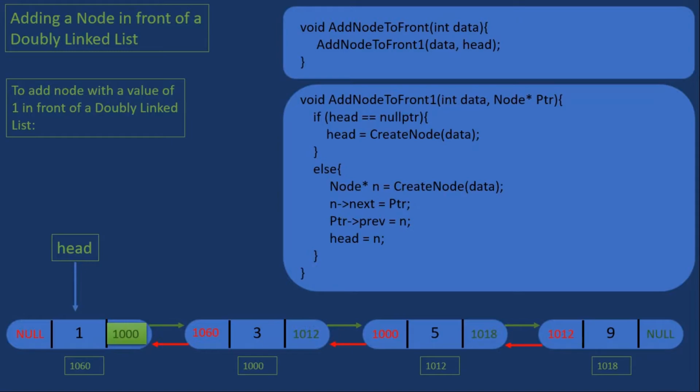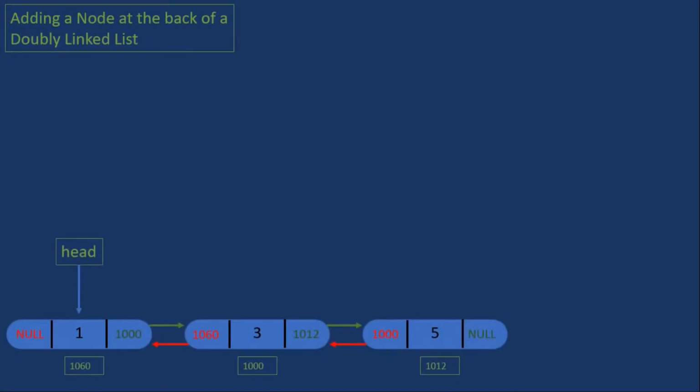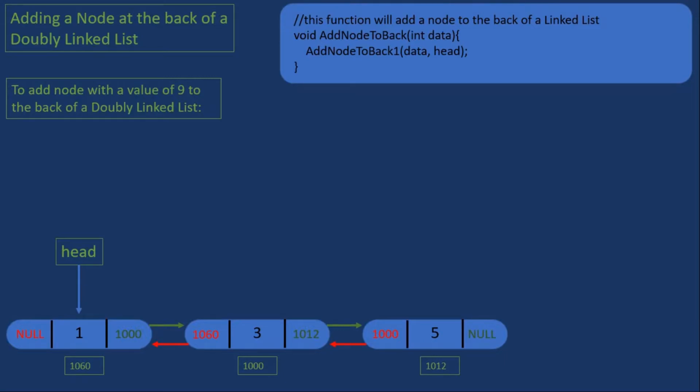Now let's add a node at the back of a doubly linked list. Say we have a doubly linked list with the values of 1, 3, and 5, and we would like to add a node with the value of 9 to the back of the doubly linked list. And as we did before, we create a function which is also a void function and takes in an integer data, which calls another function which takes in the data we want to store and also the head node pointer as arguments. We need the head node pointer so that we're able to move through the doubly linked list.